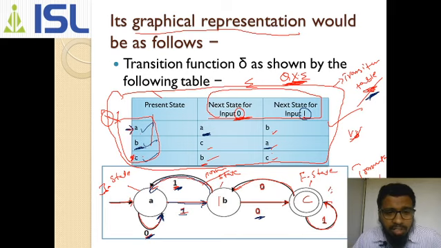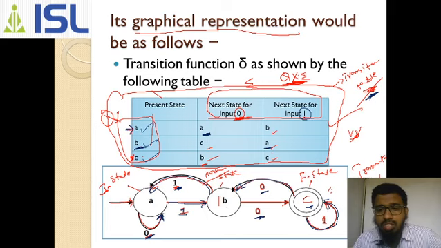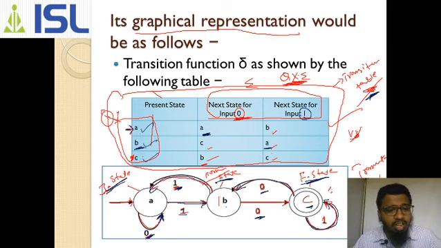Next, C is going to B when the input is 0. C is going to C when the input is 1. Okay, so this is the final state, these are the normal states, and this is the initial state. So this is the last class discussion, I just did a quick review.